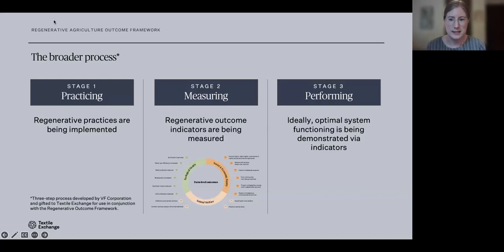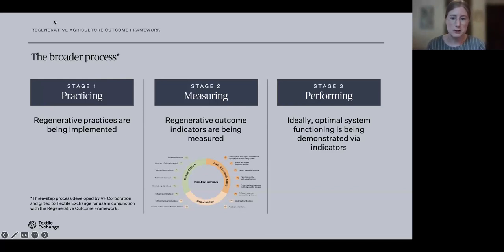So it was built with this understanding that different suppliers can be at different stages of the regenerative journey. And we conceptualized this to allow farmers to begin with implementing regenerative practices, which can often be a more accessible starting point. But then the expectation is that they will progress to measuring regenerative outcome indicators. And this is where VF is aligning their approach with the Textile Exchange framework and selecting indicators that make sense for their supply of materials. And the key thing here is to be taking robust baseline measurements. And then from there, stage three is expecting farmers to take remeasurements over time of these outcome indicators and ideally be able to demonstrate that they're either improving ecosystem functioning or maintaining optimal functioning for their context.